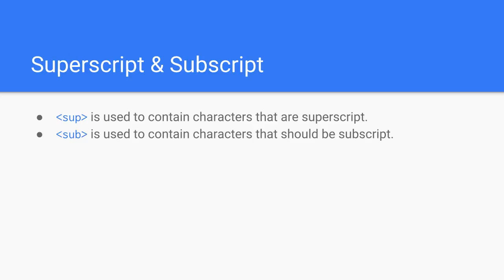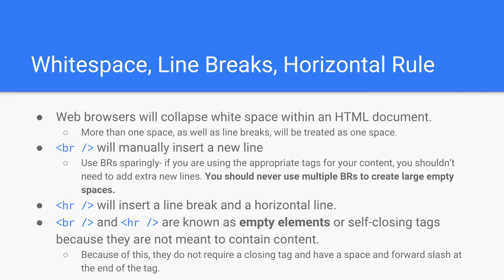We have superscript and subscript. So superscript would be like E equals MC squared, something like that. Subscript would be something where it's down below the main letters. We don't really use these very often, but they do exist for you.